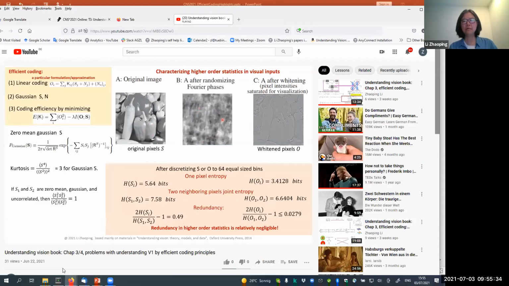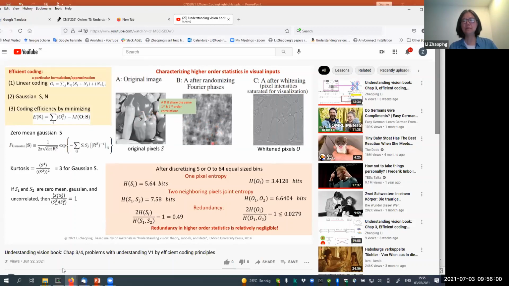Meanwhile, we can make another image. This is made by Fourier transforming the original image and then randomizing all the phases in these Fourier waves and do the inverse Fourier transform. And just by doing that, all the essential information about these objects are gone. Now, however, because this image has the same Fourier amplitudes as the original image, then all the first or second order correlations between pixels are the same as this.